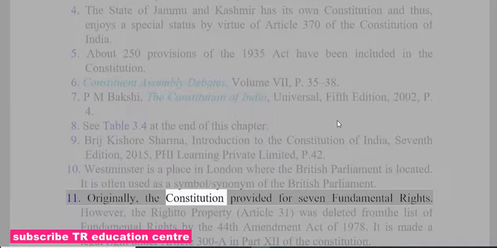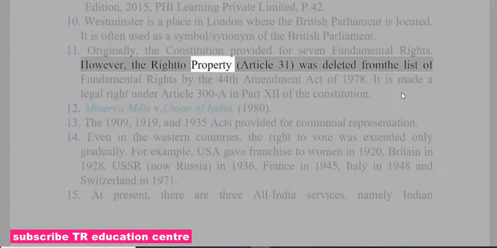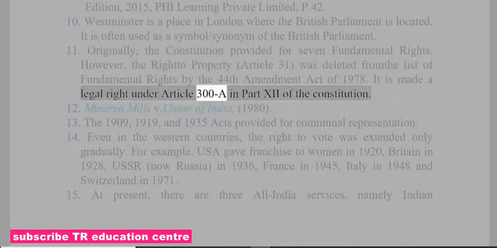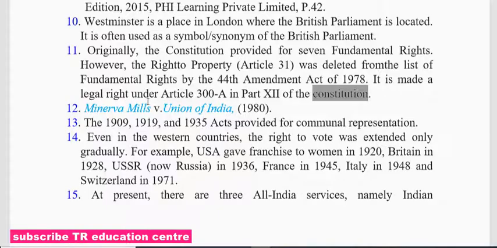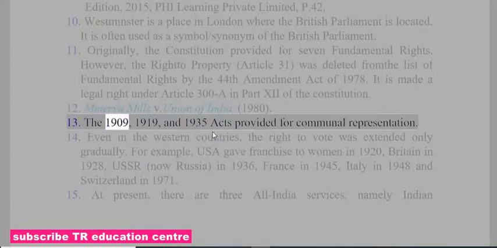Originally, the Constitution provided for 7 fundamental rights. However, the right to own property, Article 31, was deleted from the list of fundamental rights by the 44th Amendment Act of 1978. It is made a legal right under Article 300A in Part 12 of the Constitution. Minerva Mills v. Union of India, 1980. 13. The 1909, 1919, and 1935 Acts provided for communal representation.